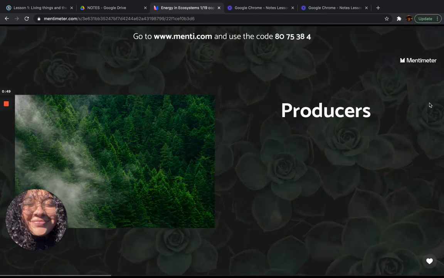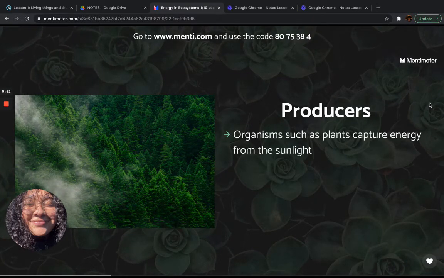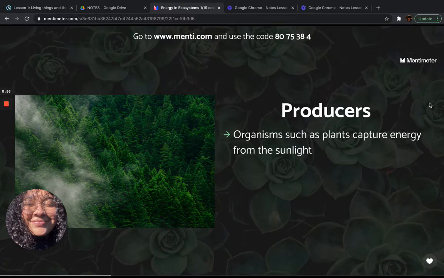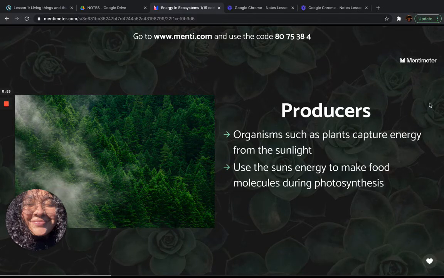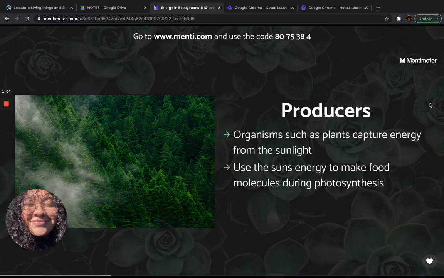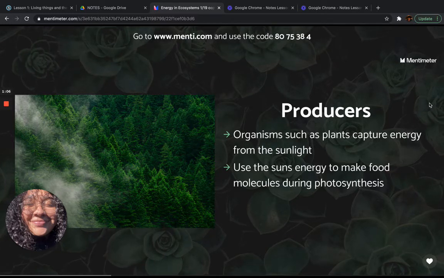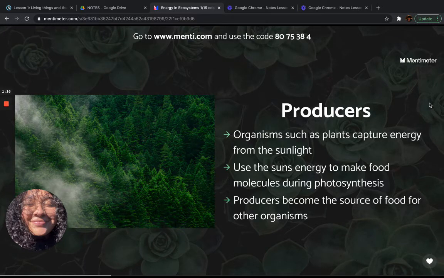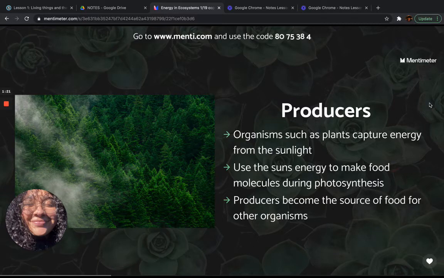Okay, so let's start with producers. Those are organisms such as plants that capture the sun's energy and use that as a way to obtain their food. So they use the sun's energy to make their food during photosynthesis. So producers get their source from the sun itself, and then those producers become the source of food for other organisms.